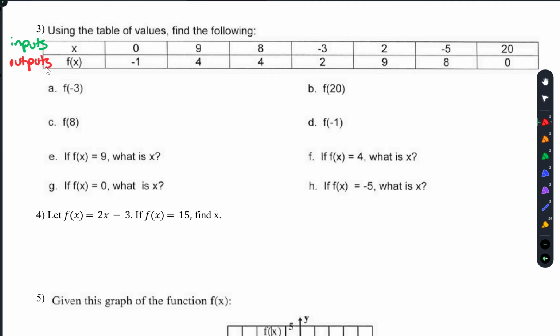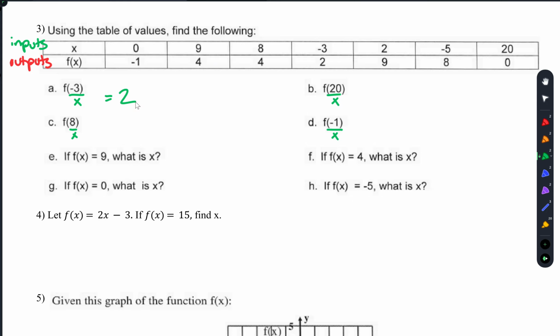So each one of these problems, I'm either going to be given an input and my answer should be an output, or I'm given an output and my answer should be an input. You should have one of each. In letter A, f of -3, the number inside the parentheses always represents the x value. So all of these guys right here, these first 4, I am given the x value. So if I'm looking at f of -3, I'm going to look at the top row to find that x value when x is -3. My answer should be the one right below it, which is 2.